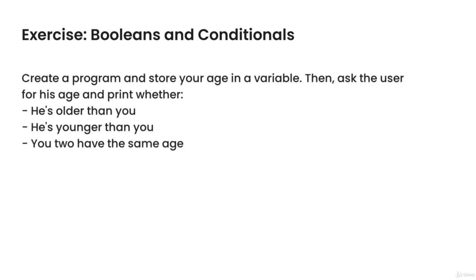Alright, let's do an exercise about Booleans and a little bit about conditionals we just learned in the previous lesson. Create a program and store your age in a variable. Then, ask the user for their age and print whether they're older than you, they're younger than you, or you two have the same age. So good luck and come back here when you finish the exercise.